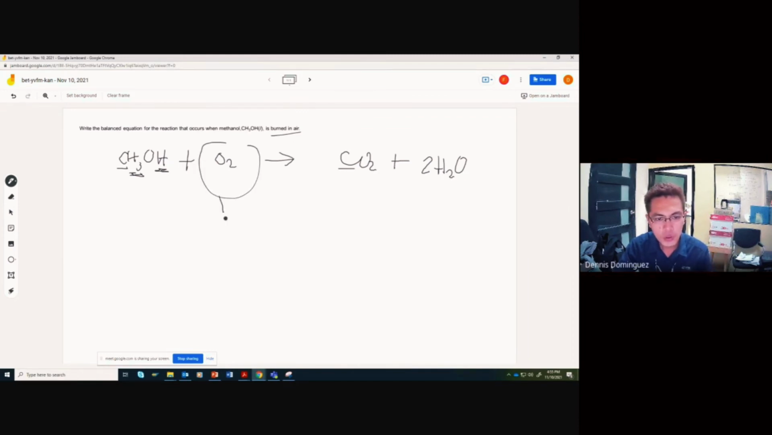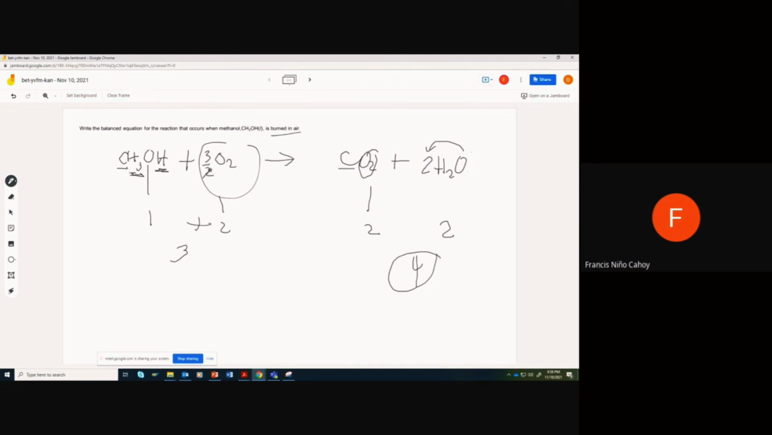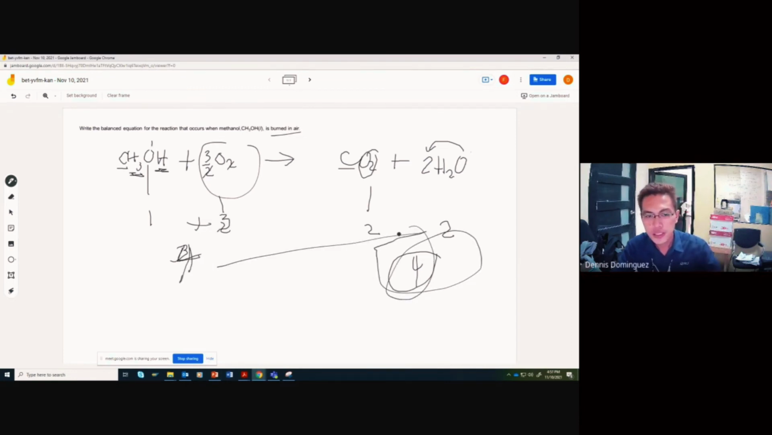In this part, you have 2 plus 1. So you have 3 oxygen on the left side, and on the right side you have 2 times 1 times 2, which is 2, so 4 oxygen on the other side. Meaning you need 4 oxygen atoms in your reactant to balance the 4 atoms in your product. So you multiply by 3 halves, 3/2. Cancel the 2. What remains is 3 oxygen plus your 1, so you have 4 oxygen. That balances your oxygen on the other side.